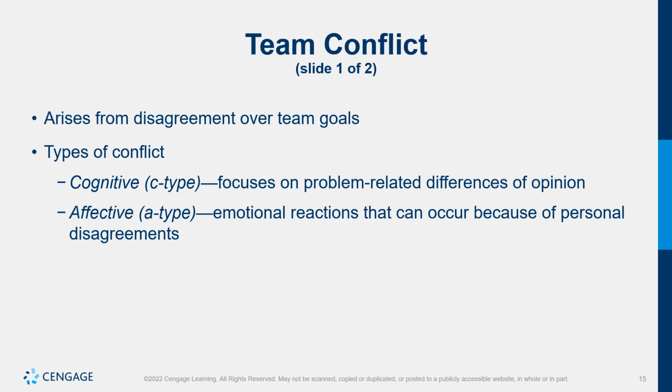A-type conflict, or affective conflict, refers to the emotional reaction that occurs when disagreements become personal rather than professional, and often results in hostility, anger, resentment, distrust, cynicism, and apathy.